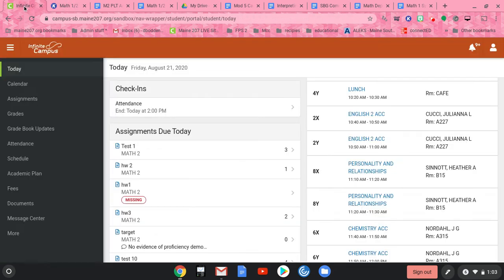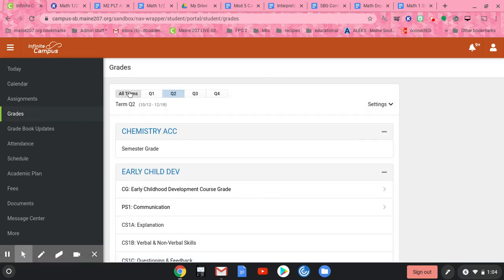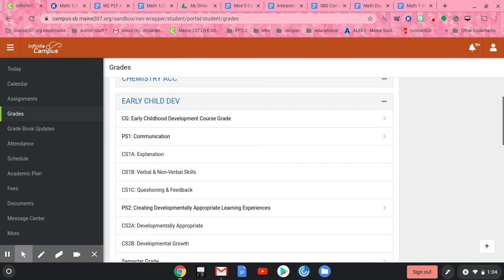So if you log into Infinite Campus, on your home page, you're going to see a bunch of stuff, including assignments due, and this is going to be for all of your classes. So this is a pretty overwhelming page. I encourage you to come over to the left, where it says grades. Click on that. Make sure you're in quarter 2. This is going to show your grades for all your classes.